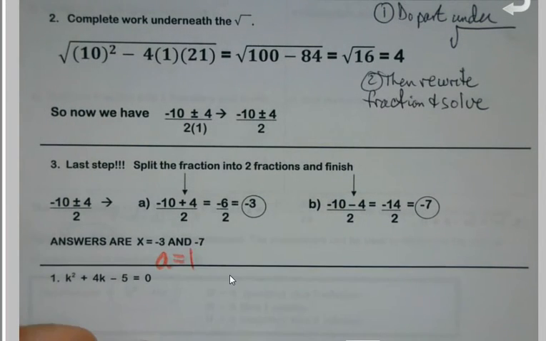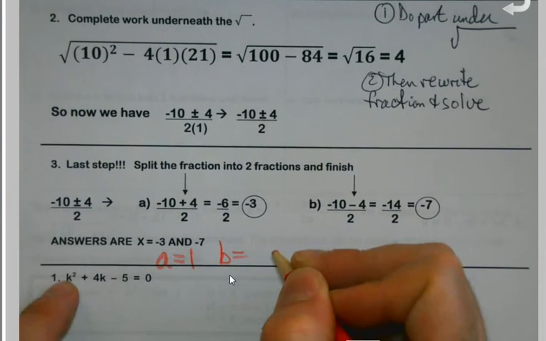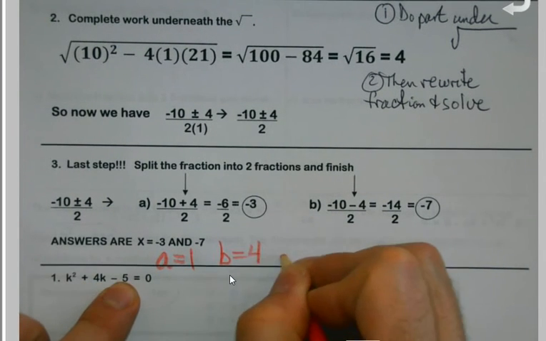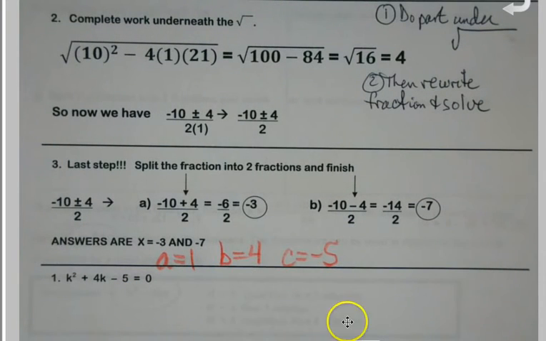My a is 1. What's my b going to be? 4. And my c is negative 5. That's always what I want to do first. Make sure I've got those values written down so I don't get them mixed up.